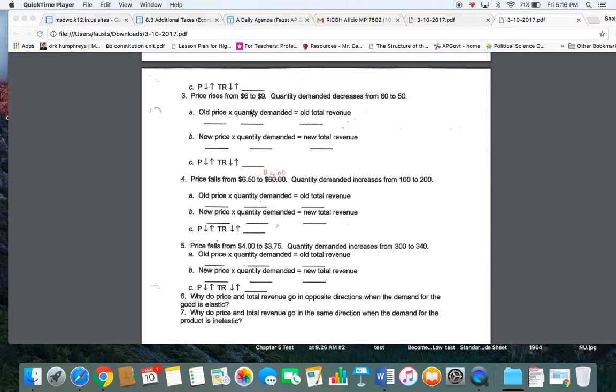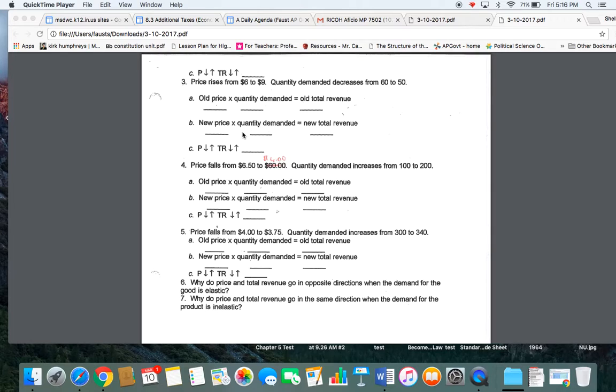The next one says we're going to raise our price from 6 to 9. At $6, our old quantity demanded is 60. So 6 times 60 is 360 is our old total revenue. We're going to take our new price of $9, our new quantity of 50, and put it there. 9 times 50 is 450. You should have all this written down.